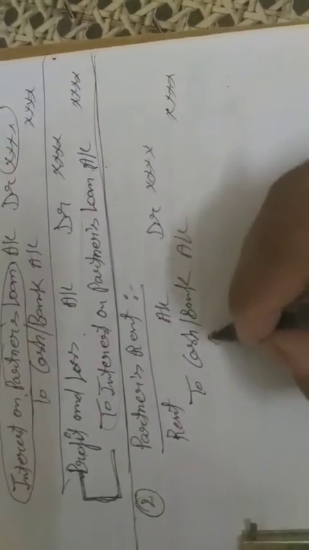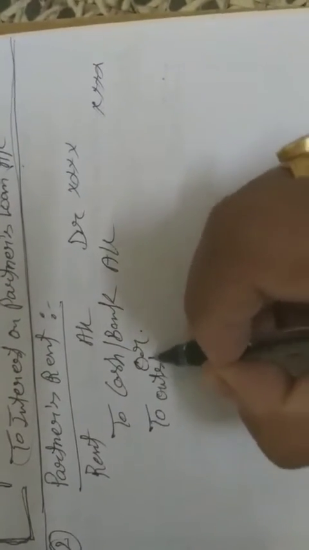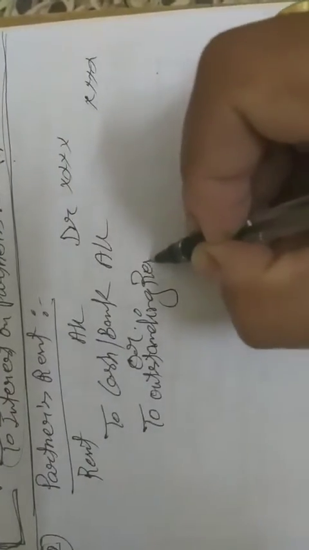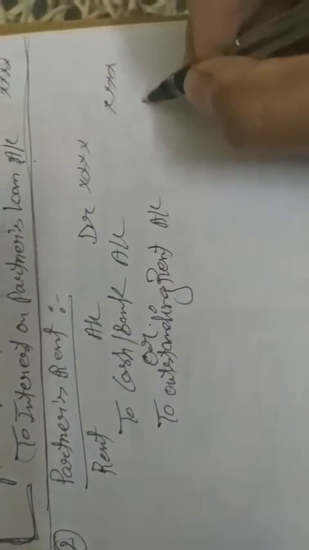If it is not paid in cash, can we credit the partner's capital account? No. At that time the rent will be outstanding. So if it is outstanding, then to outstanding rent account. Any problem? By this you can understand more.